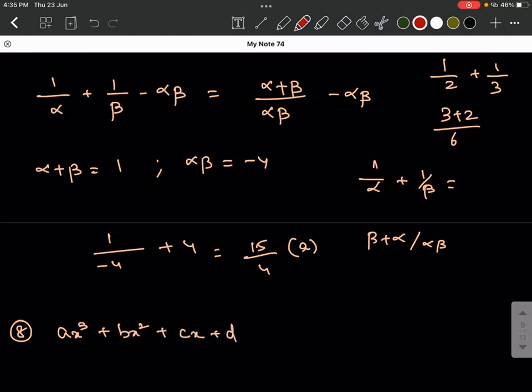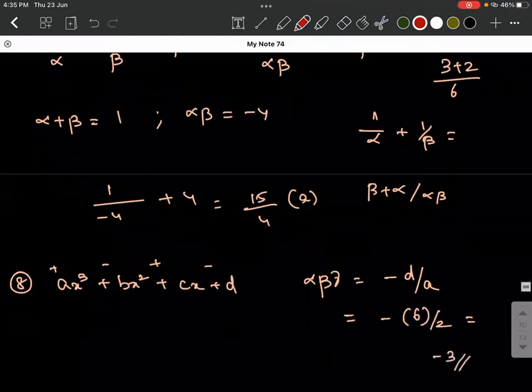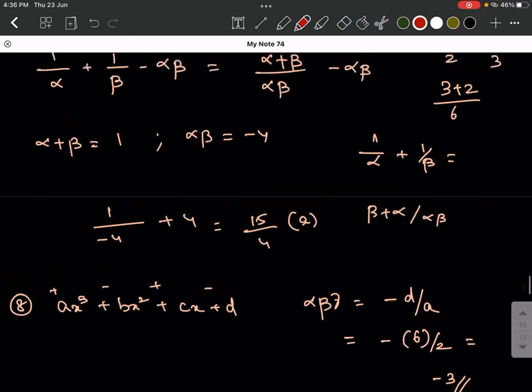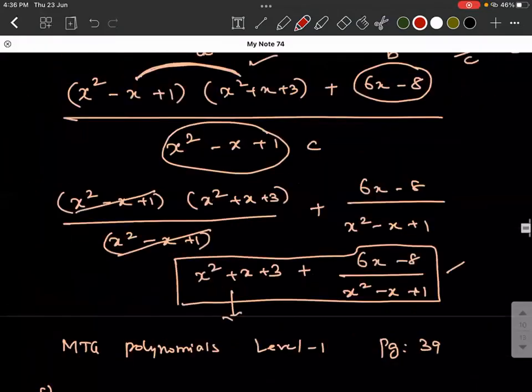Plus D is there. You want to find alpha beta gamma, okay? I told you to put a plus and a minus. Alpha beta gamma is what? Minus D divided by A. Last class I told you, you remember that? The same thing, minus D by A. In this problem, what is minus D? 6 divided by A, which is 2. So minus 6 by 2 is minus 3. Understood? Rakesh, last class you were not there? You were there, no? Today also I started the class with that only.